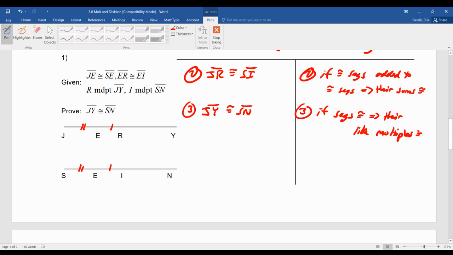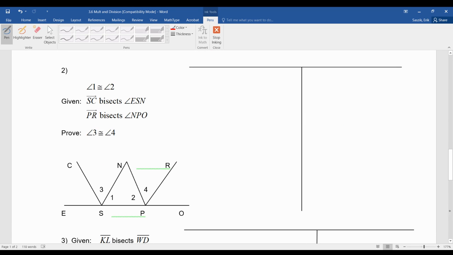Now, a lot of times people would like to say that SI is congruent to IN because of the midpoint, and JR is congruent to RY because of the midpoint. While that's true, it is not necessary to do this particular proof, okay? Once we have these pieces congruent, because they're both midpoints, we can just double it. So it's like a shortcut, a good legal shortcut.